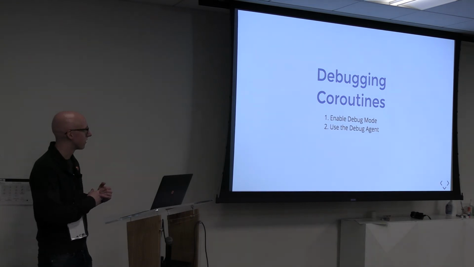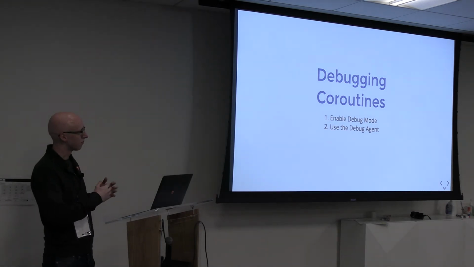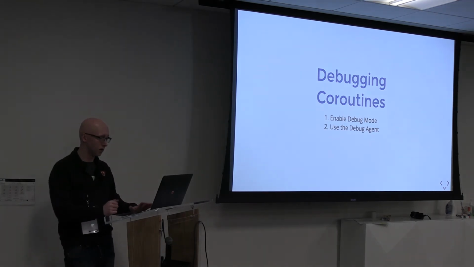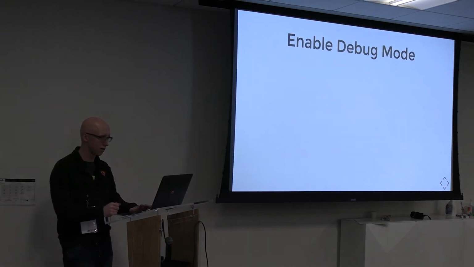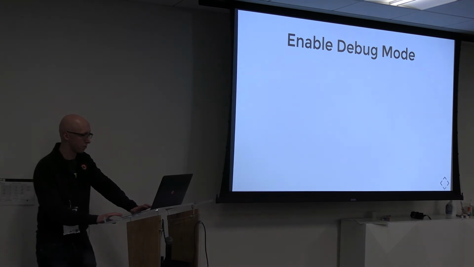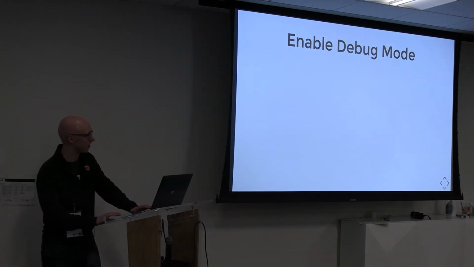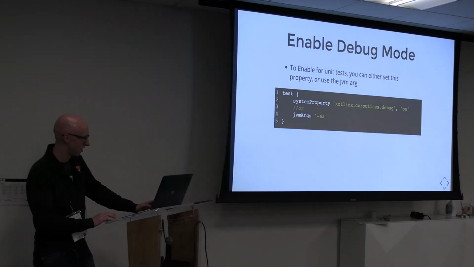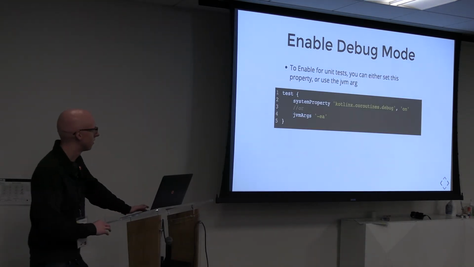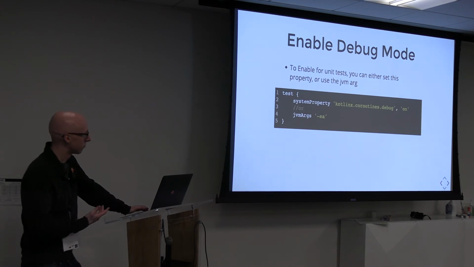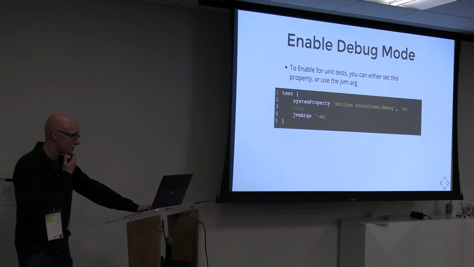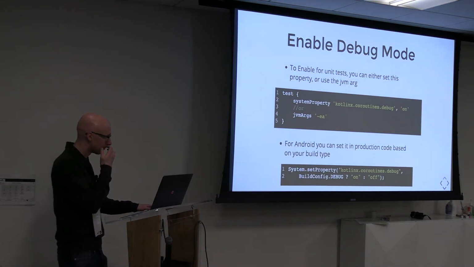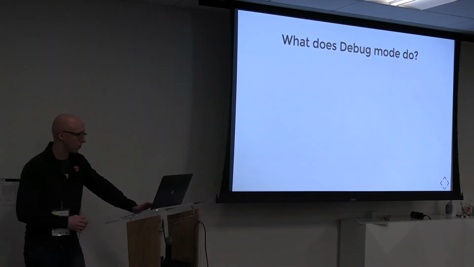The next tip, the last one, is around debugging coroutines. There are some really good tools around this that are still pretty new. They weren't around when I was doing the first work on this, but they would have been super useful, and they still are. So, enabling debug mode. There are two ways to do this: you can set a system property, or JVM args, or you can set it programmatically as well. And what does this do?